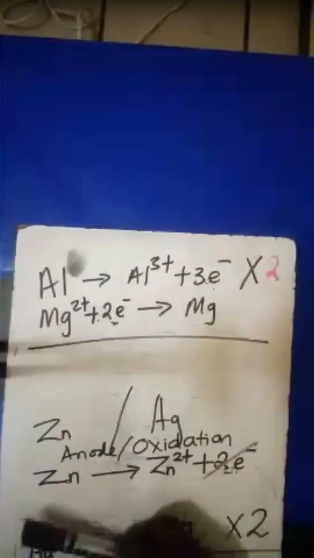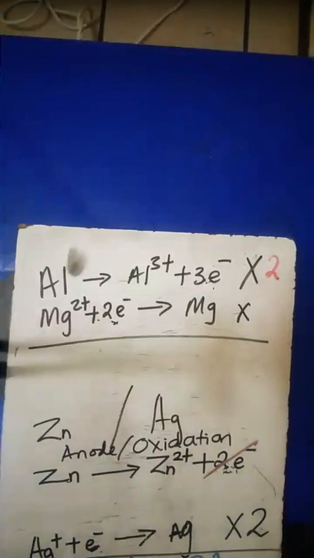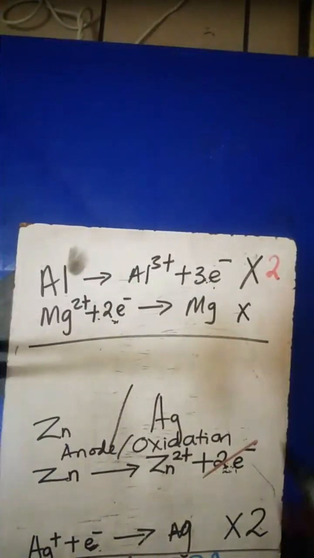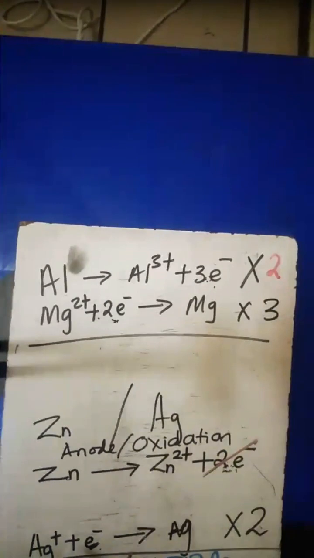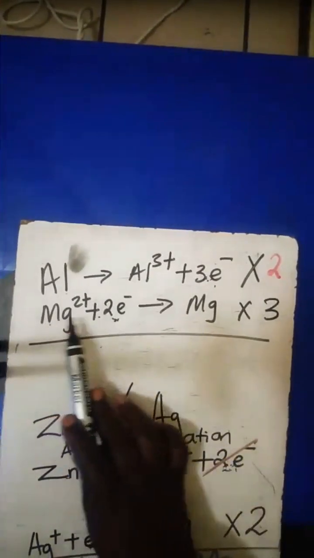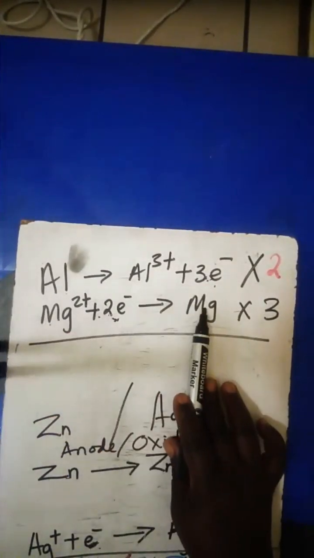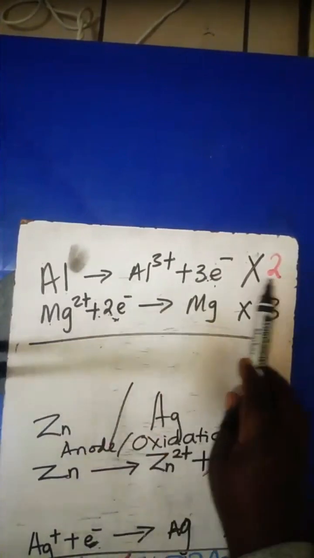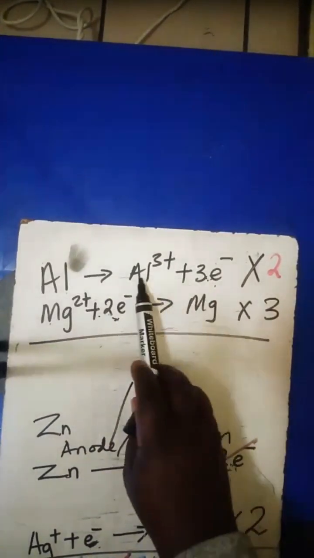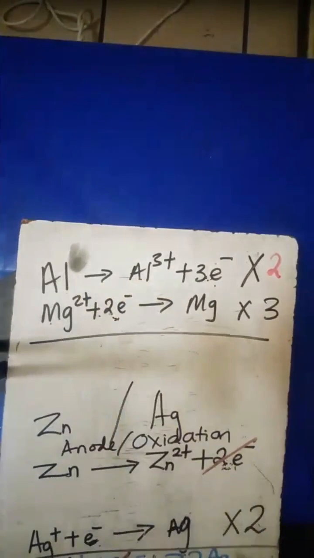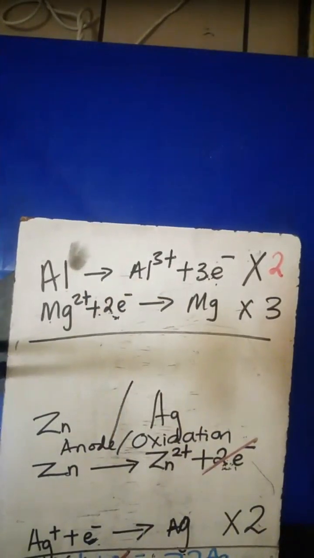Second equation I multiplied by what? By 3. If I say times 3, it means everything is multiplied by 3. If I say times 2, everything times 2. Now the electrons will cancel the electrons because there will be 6, 6. I don't know if you are following on that one.